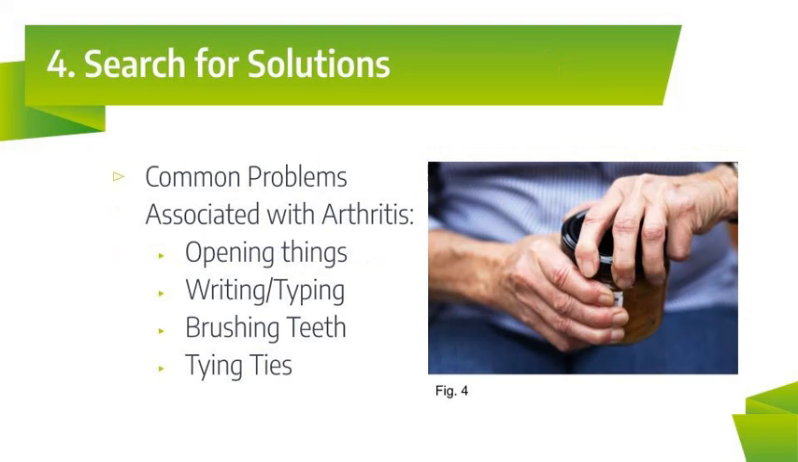The next step was to search for possible common problems associated with arthritis and then come up with solutions to them. The 4 main problems that we researched about people with arthritis were that they had trouble opening things such as doors and jars, that it's hard for them to write or type, that they had problems brushing their teeth, and that they have trouble properly tying ties.